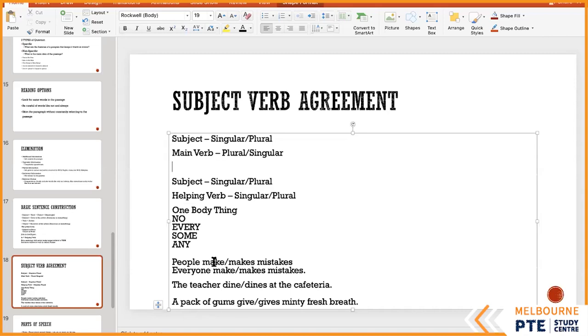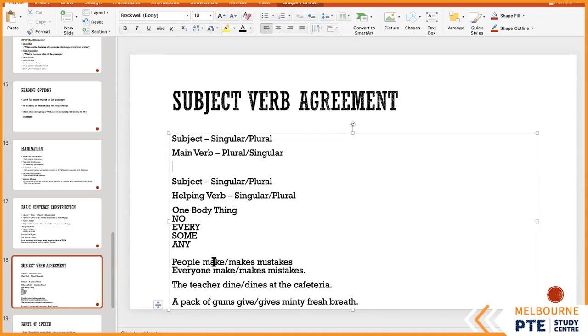Just remember these things, because if you write them down incorrectly, you're going to lose marks for grammar, okay? Now let's look at the exceptions to the rule that we have learned. There are a few exceptions to the rules that we are learning.